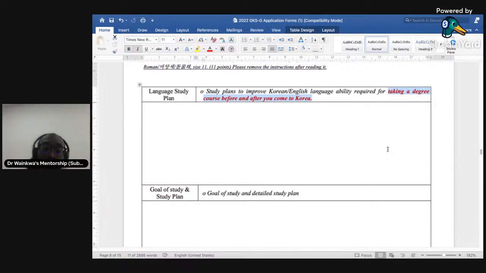So you're also going to talk about the goal of your study and a detailed study plan. For example, if you want to come to study geology, forestry, soil science, why do you want to study soil science? Why do you want to study geology? Why do you want to study physics? Are you just excited by the name, or just because you have a bachelor's degree in biology or geology? Why? Put that down in writing.